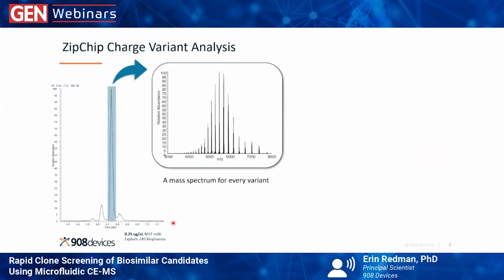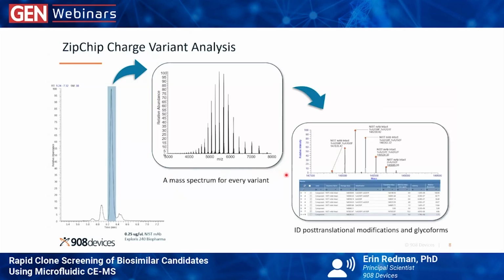But a major benefit of the ZipChip CVA application is that it's integrated with mass spec detection. So for every peak in the charge variant profile, you can obtain a mass spectrum. The molecular weight information you get from the mass spectra is then used to identify post-translational modifications as well as glycoforms. And you also have the charge variant profile to look back to make sure those post-translational modification IDs actually make sense with what you're seeing in terms of charge heterogeneity.